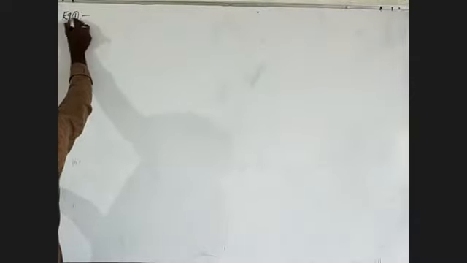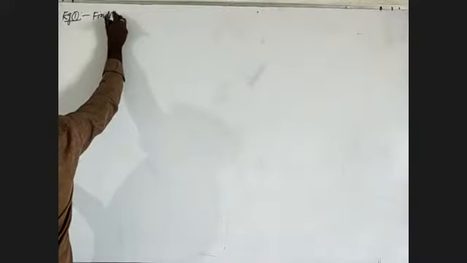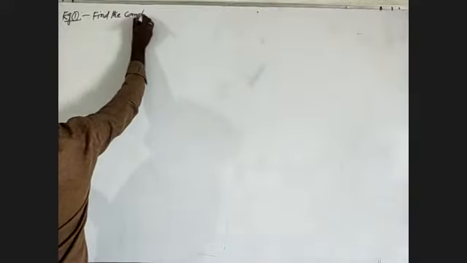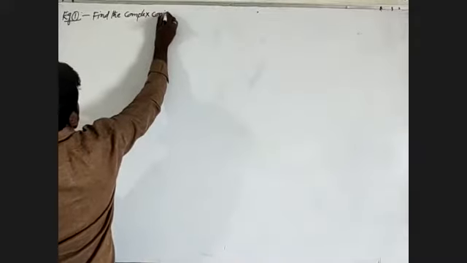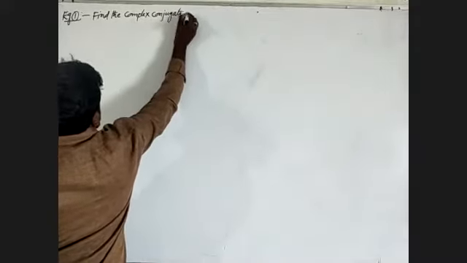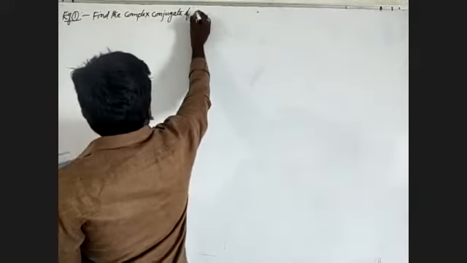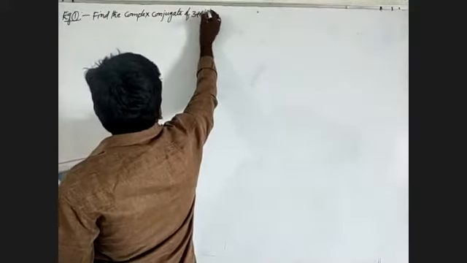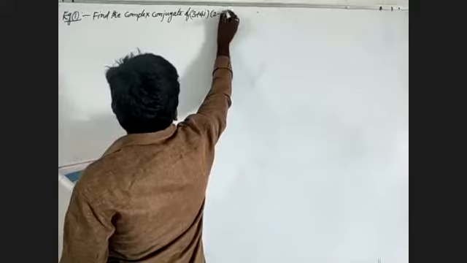Okay, Nana. Now I am going to the next example problem on page number 13. What is asked in example 1? Find the complex conjugate of (3 + 4i)(2 - 3i).